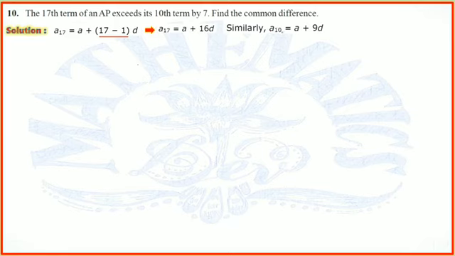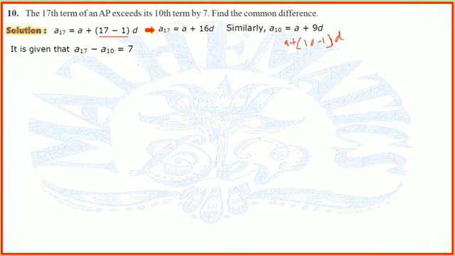Similarly, the 10th term, that is a10, is equal to a plus 10 minus 1 into d. This is actually our 10th term. So that is a plus 9d. Clear?